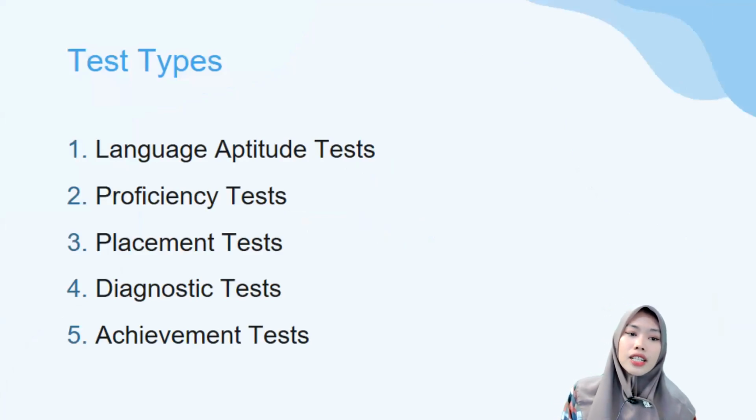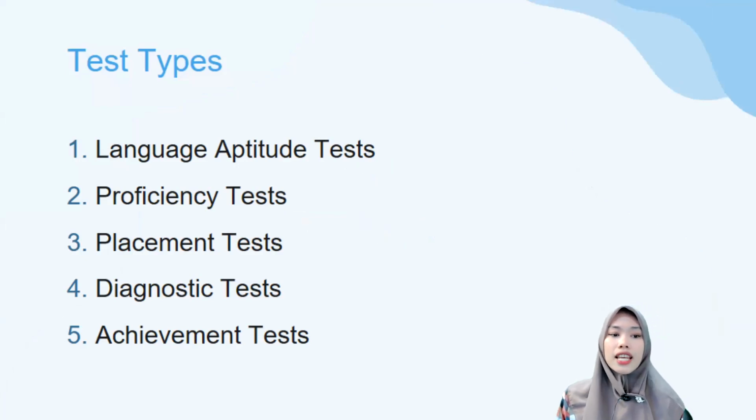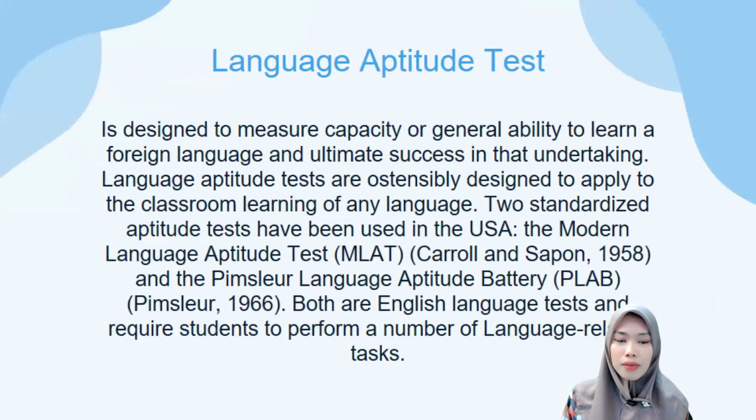These are the kinds of test types. The first is language aptitude test. The second is proficiency test. The third is placement test. The fourth is diagnostic test. And the last is achievement test. Okay, let's explain one by one.